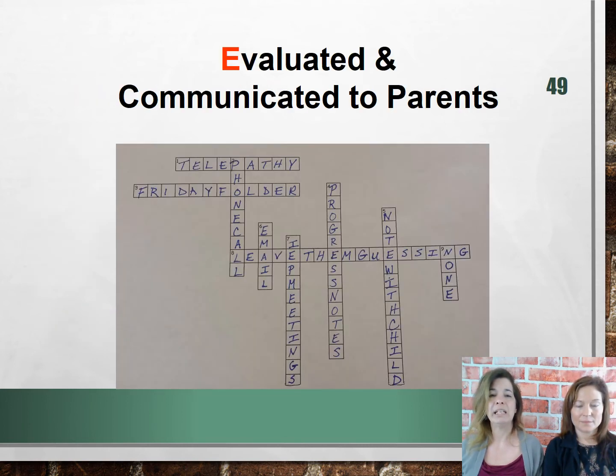All right, E is for evaluate and communicate to parents. I think this is kind of funny. I was jotting down, hopefully you guys aren't using telepathy. You have some formalized way. Teams need to take time to evaluate, of course, that data at regular intervals, and really those intervals should be discussed somewhere in your goal.